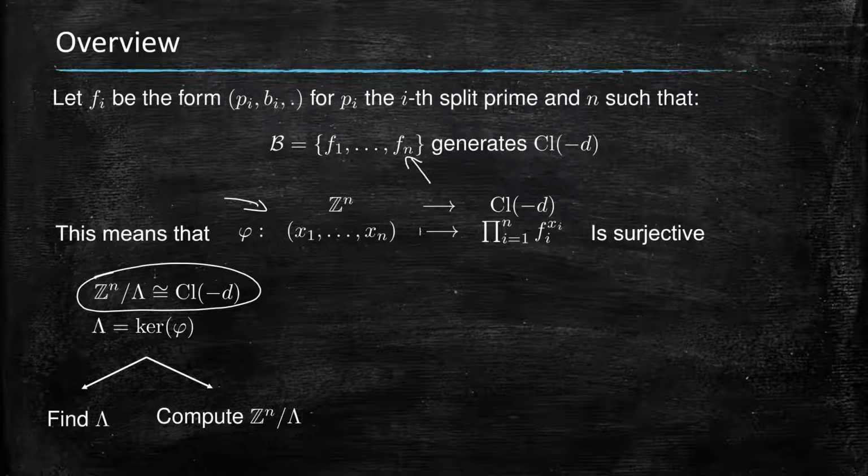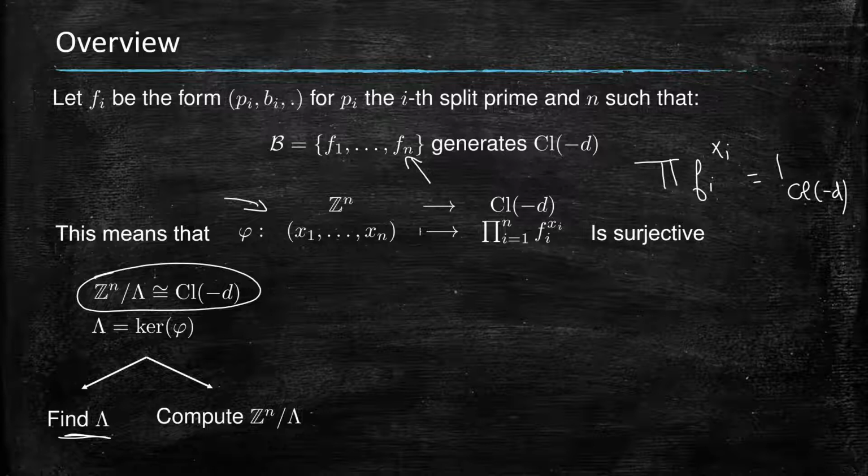So what is our strategy? First, we need to find that kernel. In other terms, we want to find vectors x such that the product of the f_i to the x_i is the neutral element of the class group. So we want relations between the generators of the class group. We already mentioned that during our lecture on the Cayley graph, because these are cycles in the Cayley graph.